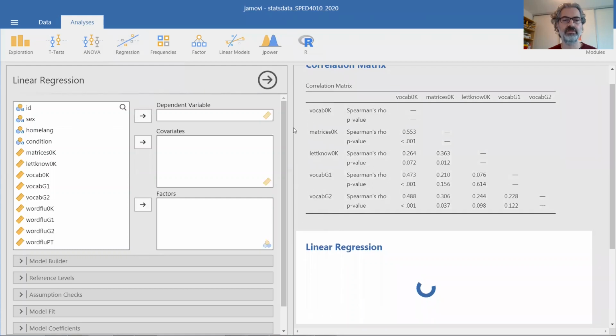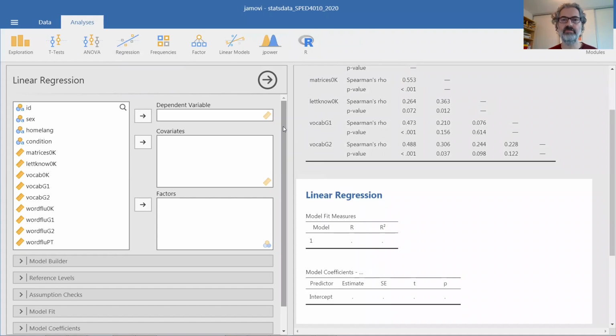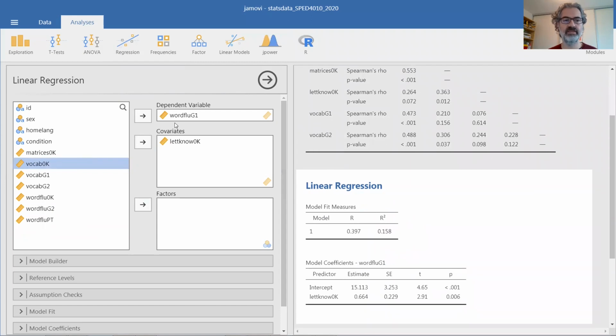First, you need to choose your dependent variable. Let us begin with a simple example of a simple linear regression. Let's say you want to predict the children's word reading fluency in first grade from the children's letter knowledge in kindergarten. So you send the dependent variable here and the independent variable here to covariates.